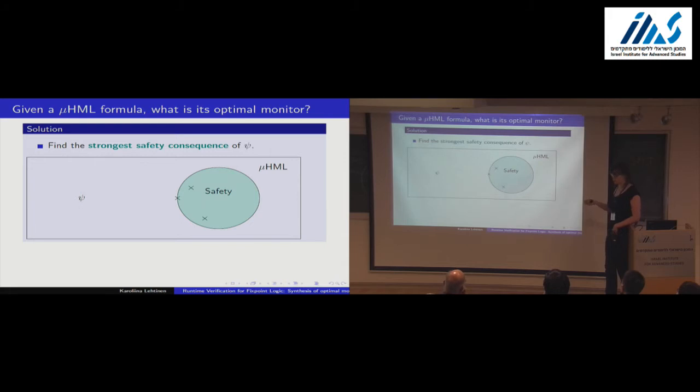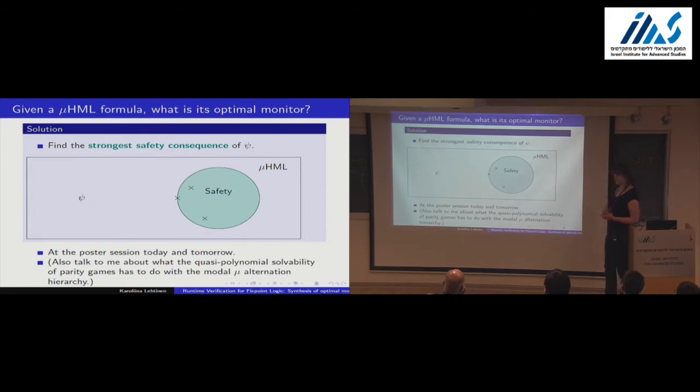So then all we have to do is to, well, generate this strongest safety consequence, which we can do using modal mu methods, some formula manipulations, which will get us from here to here. If you want to know more about those methods, I have a poster today and tomorrow.